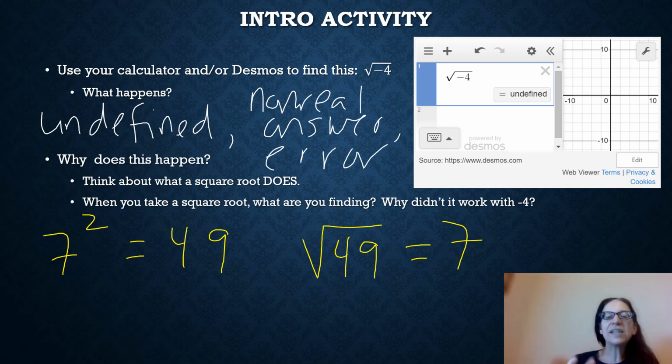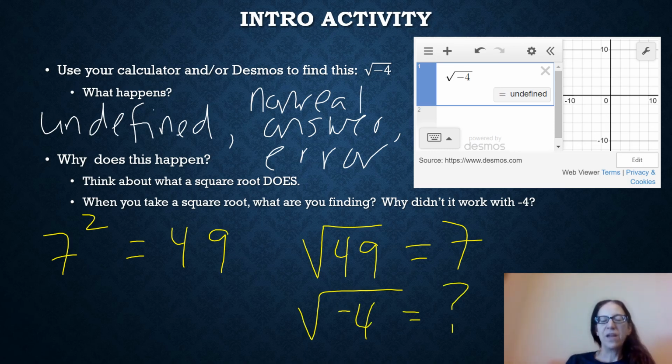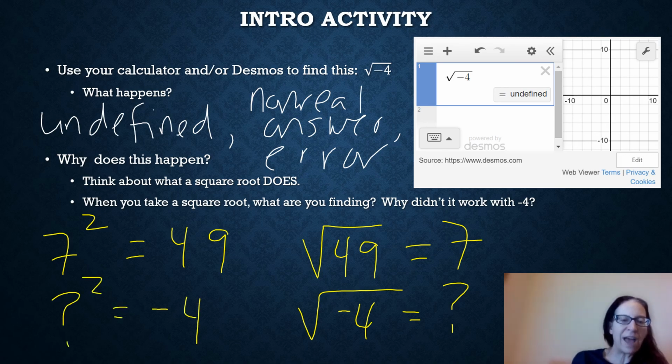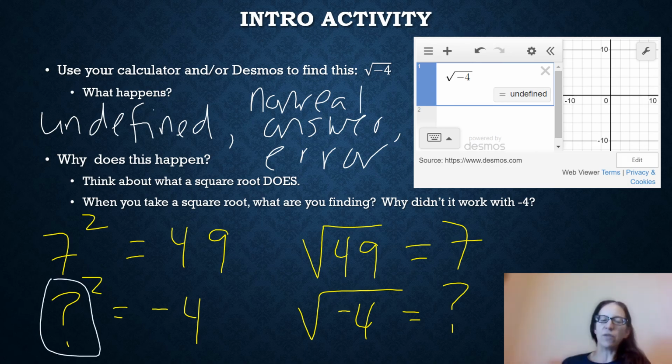So why doesn't it work with a -4? Let's say you just go plop that -4 under there. Why isn't the calculator giving you a number out for that? Well, that's because you would be looking for a number that when you square it will give you a -4. But think about that for a second. Is there a number that you could multiply by itself and get a -4?